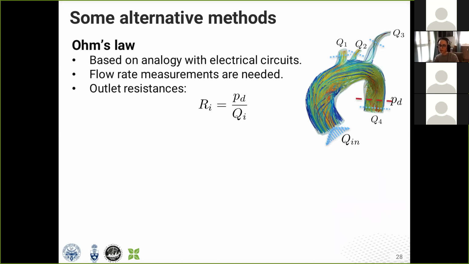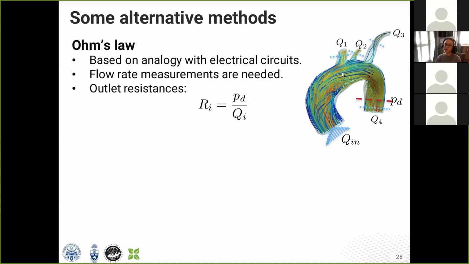The second one, which is also quite popular, still uses the analogy with electrical circuits, and it is based on Ohm's law. In this case, you need flow rate measurements at all the outlets. So you're doing a sort of data simulation. Assume you can retrieve, for example with 4D Flow MRI, the flow rates at all the outlets, so Q1, Q2, Q3, and Q4, and then the resistance at each outlet will be equal to an estimate of the pressure over the flow rates.